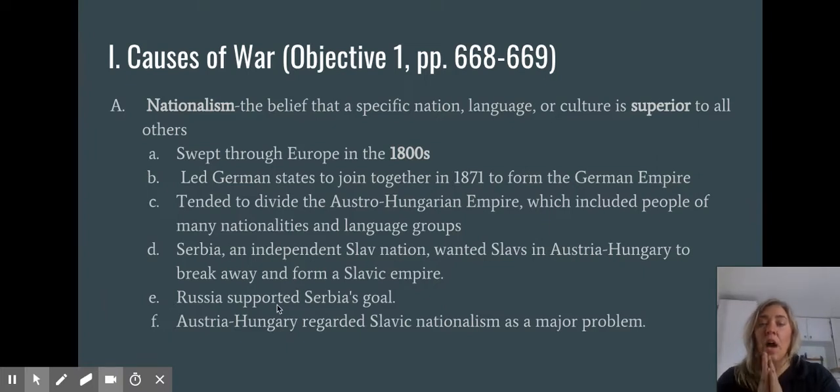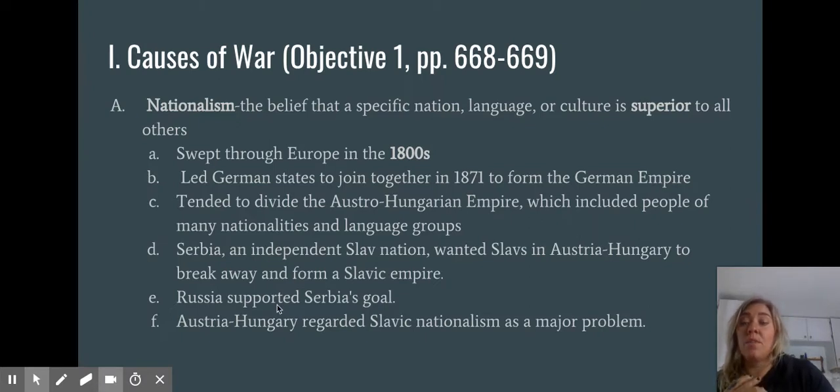It tended to divide the Austro-Hungarian Empire, which included people of many nationalities and language groups, so nationalism was a problem for the Austro-Hungarian Empire. Serbia was an independent Slavic nation, wanting people who were Slavic in Austria-Hungary to break away and form a Slavic empire. We're going to get more into that.